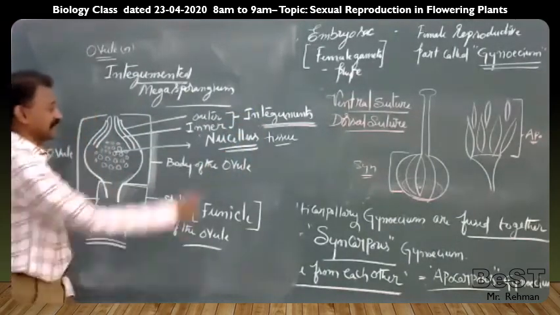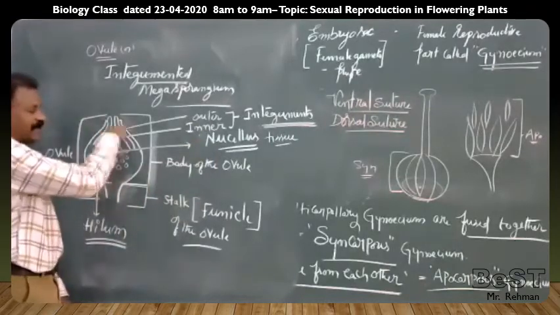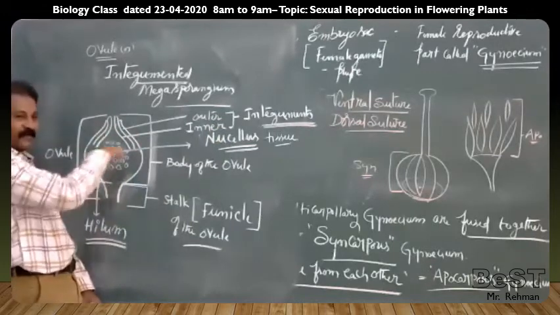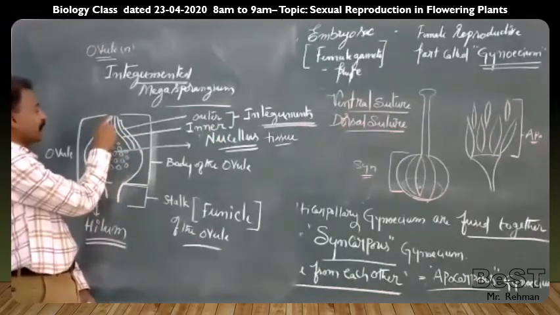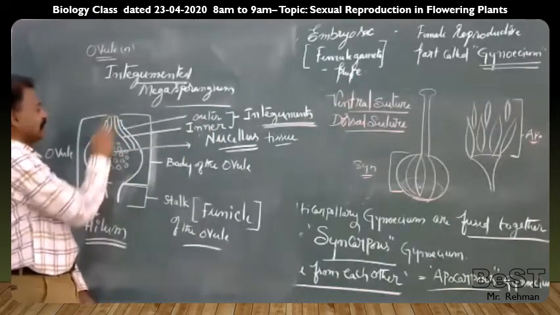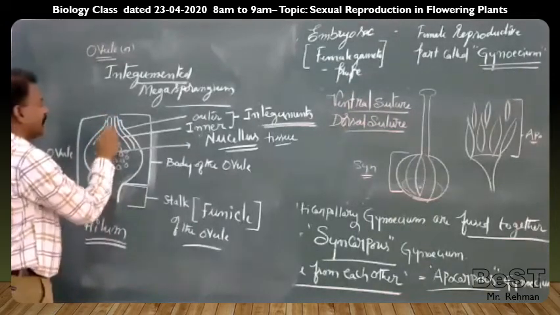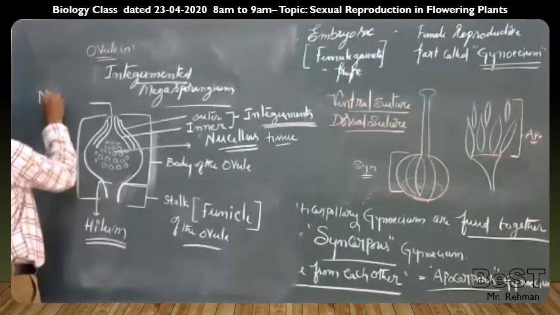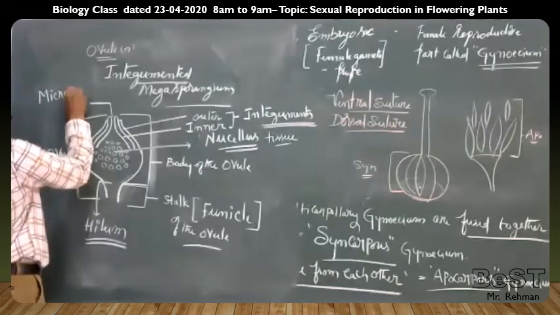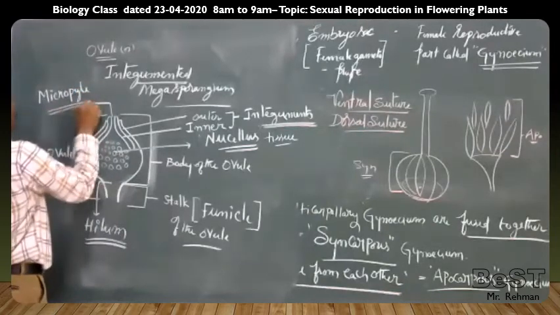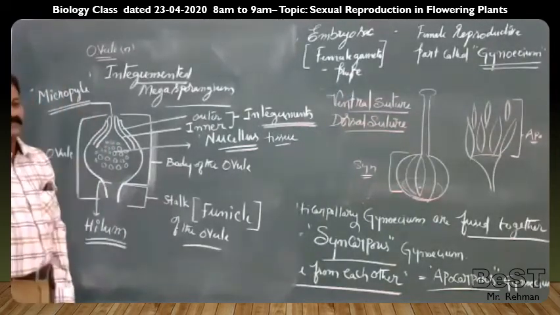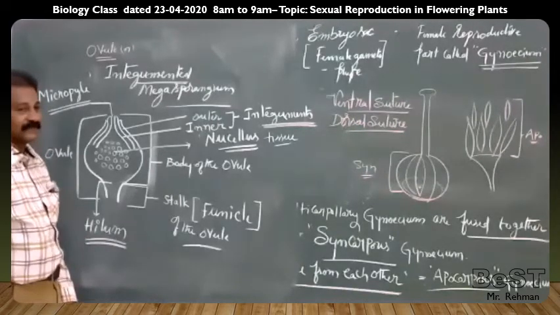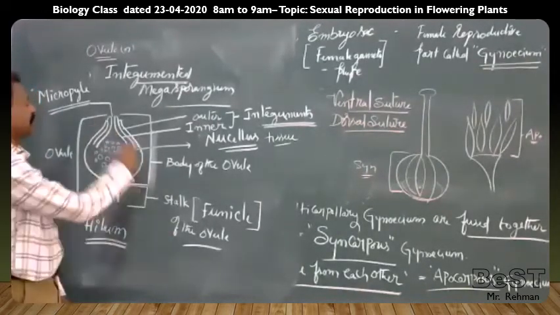Then the question comes whether these integuments are completely surrounding the body or not. No, the integuments are not completely surrounding the body, but they leave a place at the tip. This opening or place or pore is called the micropyle region. The pore or the opening at one end is called micropyle.